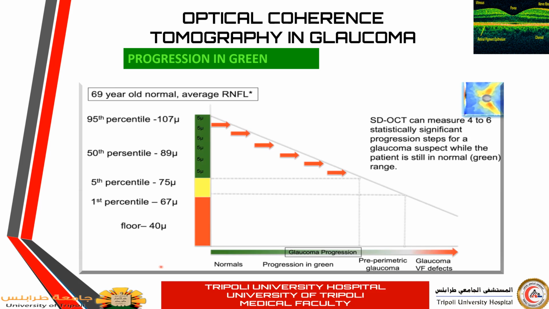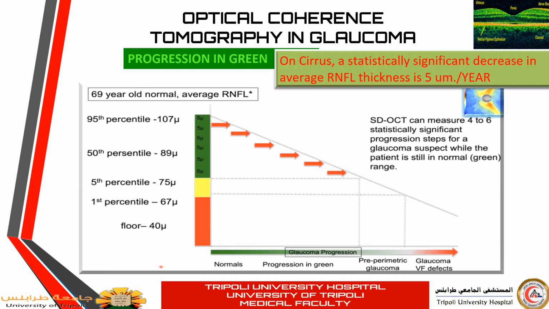So, for example, if the patient is in the green zone at the top, 177 microns, and it falls down to 89 microns, it is still within the green zone. But this drop in the thickness is significant, and this can carry a risk of glaucomatous progression. So this is called progression in green. This is a very useful advantage of the OCT. Any statistical change in the thickness of the retinal nerve fiber layer of more than 5 microns per year will be very significant, even if the thickness is still falling in the normative data.